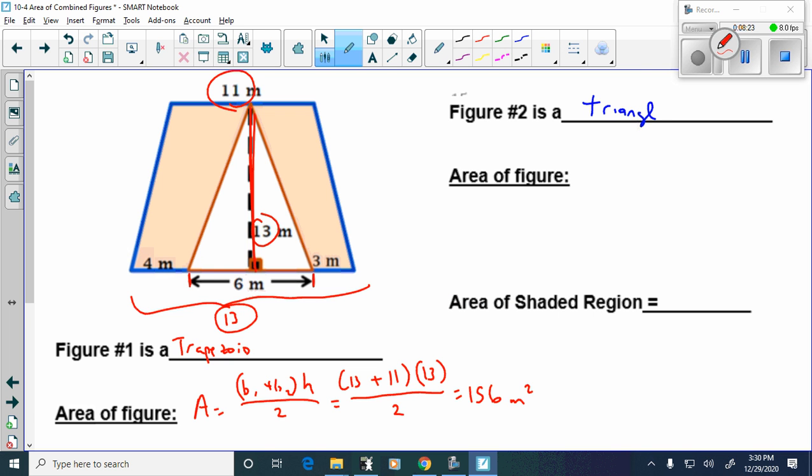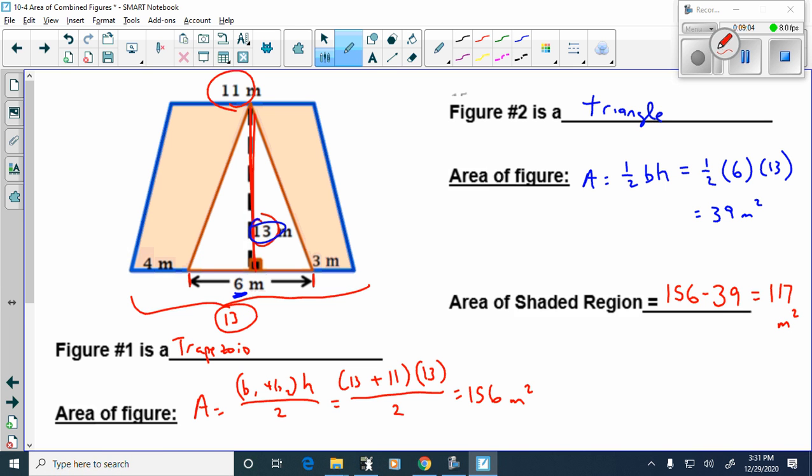And that's square meters. Now the triangle's area is 1/2 base times height. So it's 1/2. Now the base of the triangle, that's what's 6. And the height of the triangle is 13, just like the height of the trapezoid. So this is going to be 39 square meters. So the area of the shaded region then is the larger trapezoid minus the smaller triangle, leaving me with 117 square meters for that shaded region.